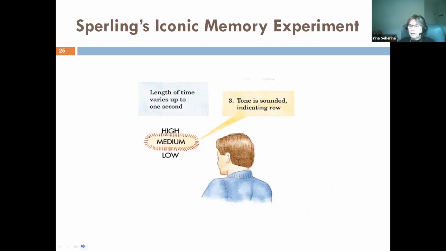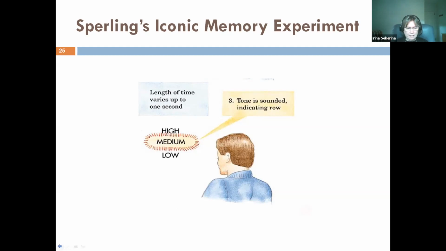So instead, he would give his participants the same array of 4x3 letters, but before he would ask them to report the letters, he would present them with one of 3 tones. Anybody who's a musician would know: high tone, high pitch, medium tone, medium pitch, and low tone, low pitch. And that was the cue to the participant to only recall that row.